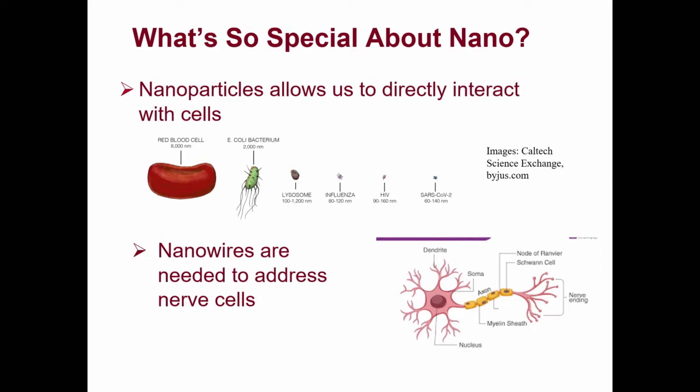What is so special about nano, and why should we care? For one thing, nanoparticles allow us to directly interact with the cells that make up living things. As I mentioned, viruses are able to get into cells and interfere with their genetic machinery because they are so small. They can kind of slip through the cell membranes. And as a result, we can do the same thing. If we engineer nanoparticles that can deliver drugs or deliver beneficial material into a cell, it too will follow this same course, and we can directly manipulate cells.